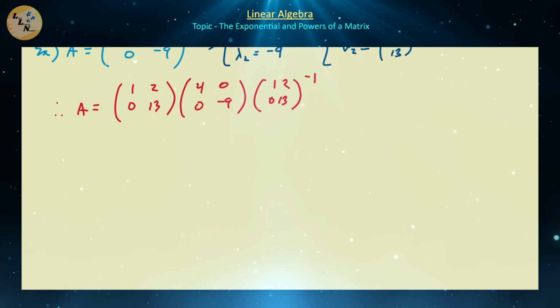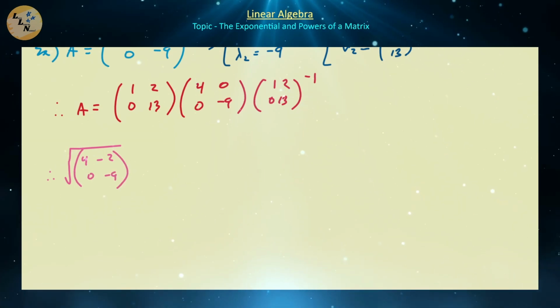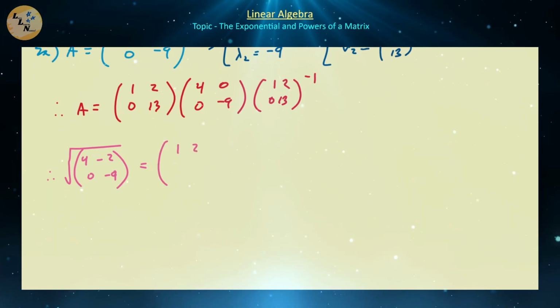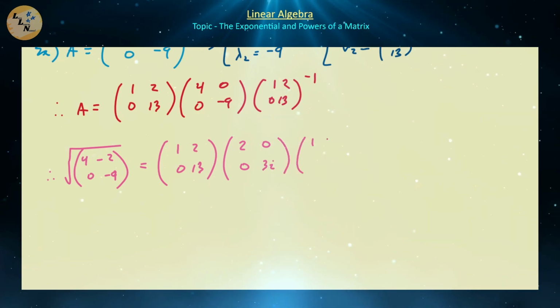So if somebody were to ask you, what is the square root of this matrix A, 4, minus 2, 0, minus 9? We already know that taking the square roots of each of these individual entries is not a good way to go unless this is a diagonal matrix. So from the principles that we've already derived, that would just be equal to 1, 2, 0, 13. So it's going to have the same exact eigenvectors, and then we can take the square roots of the eigenvalues. So we're going to have 2, 0, 0, 3i. And then the inverse of the matrix 1, 2, 0, 13.